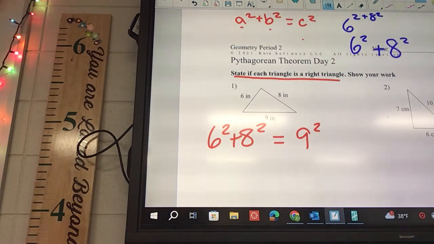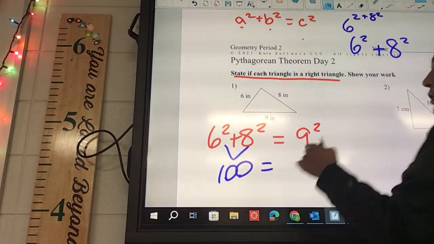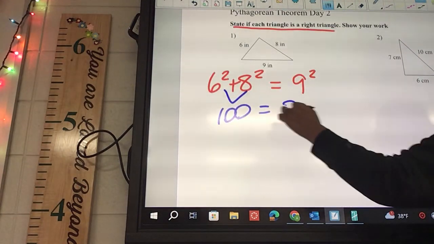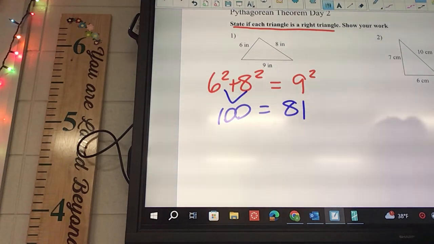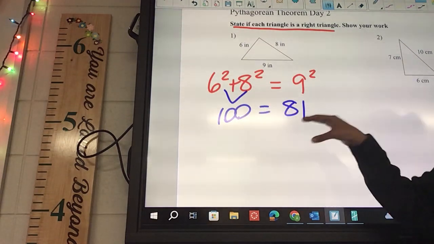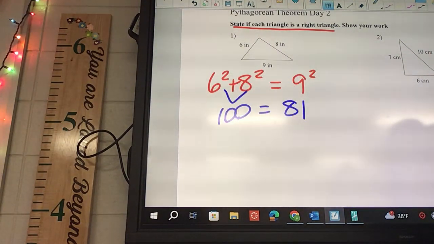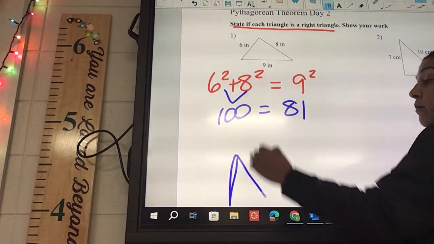What is 6 squared plus 8 squared? 100. So all the way together is 100. What is 9 squared? 81. Let me ask you this: does 100 equal 81? No. So then this cannot be a right triangle. The only way it would be a right triangle is if it said 100 equals 100 or 81 equals 81. They would have to be the same, because A squared plus B squared equals C squared. So this is going to be no.